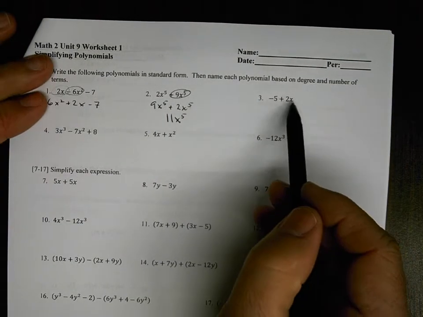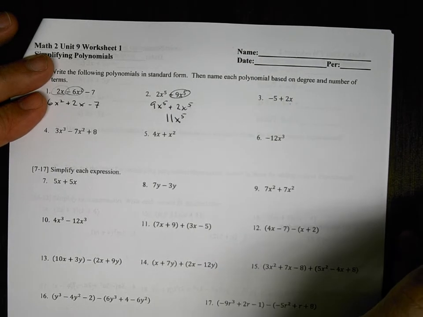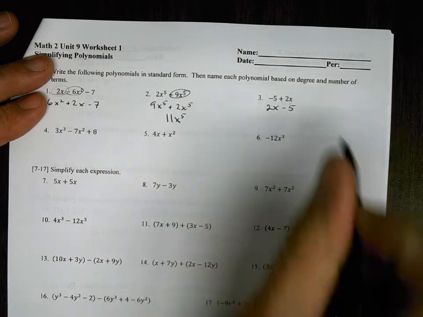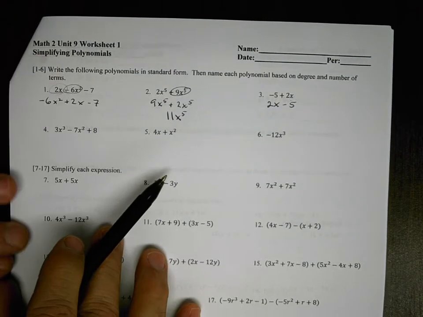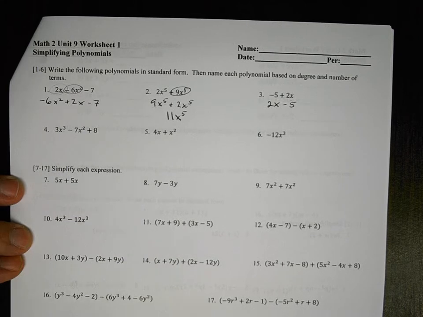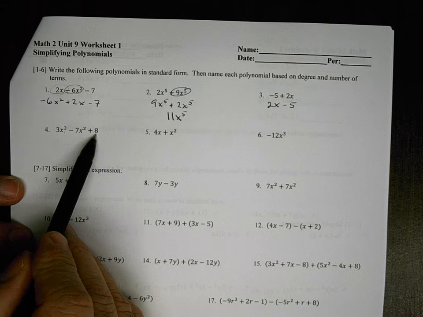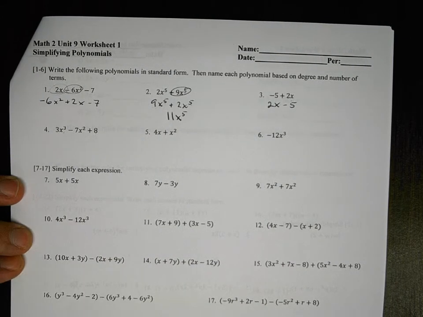All right, now I know I have two terms. All the terms that can be combined have already been combined. We have 2x minus 5, and this is a first degree binomial. All right, number 4. Okay, this one is already in standard form. We have x to the 3rd, x to the 2nd, and then a constant. So this would be a 3rd degree trinomial.